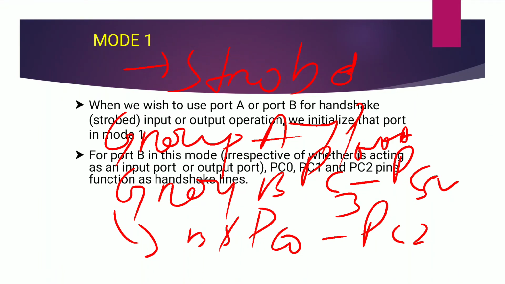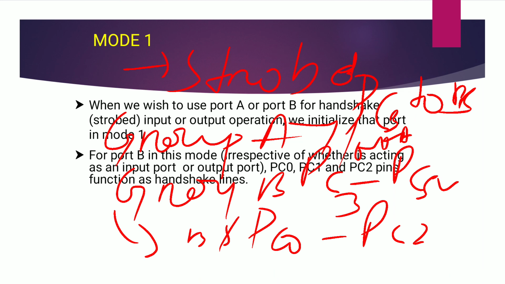If port A operates as an input port, then PC3 to PC5 are used for control, and the remaining pins of port C, that is PC6 and PC7, are used as either input or output. If port A operates as an output port, PC3, PC6 and PC7 are used for control, and the remaining pins of port C, that is PC4 and PC5, are used as either input or output port. PC0, PC1 and PC2 are used for the control of port B.